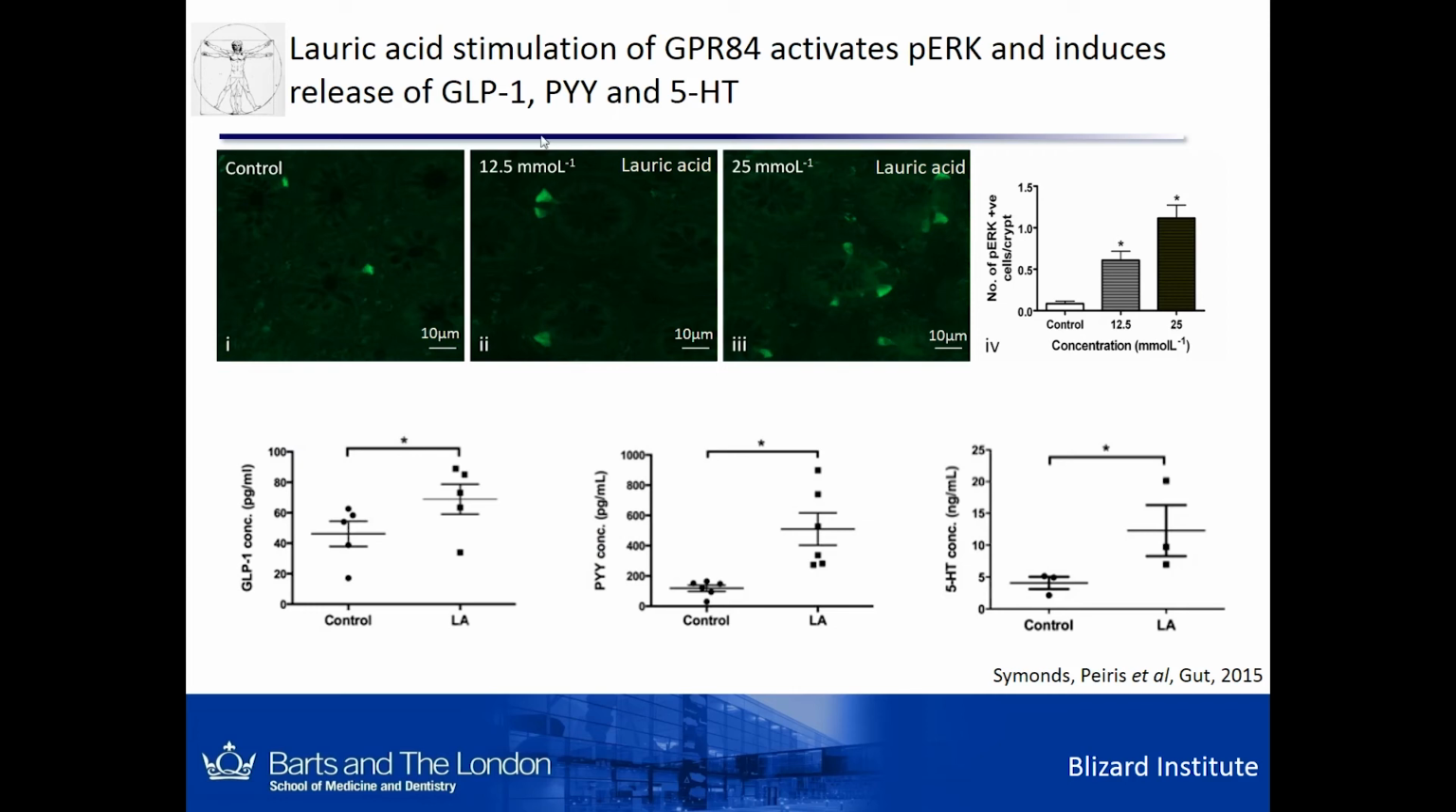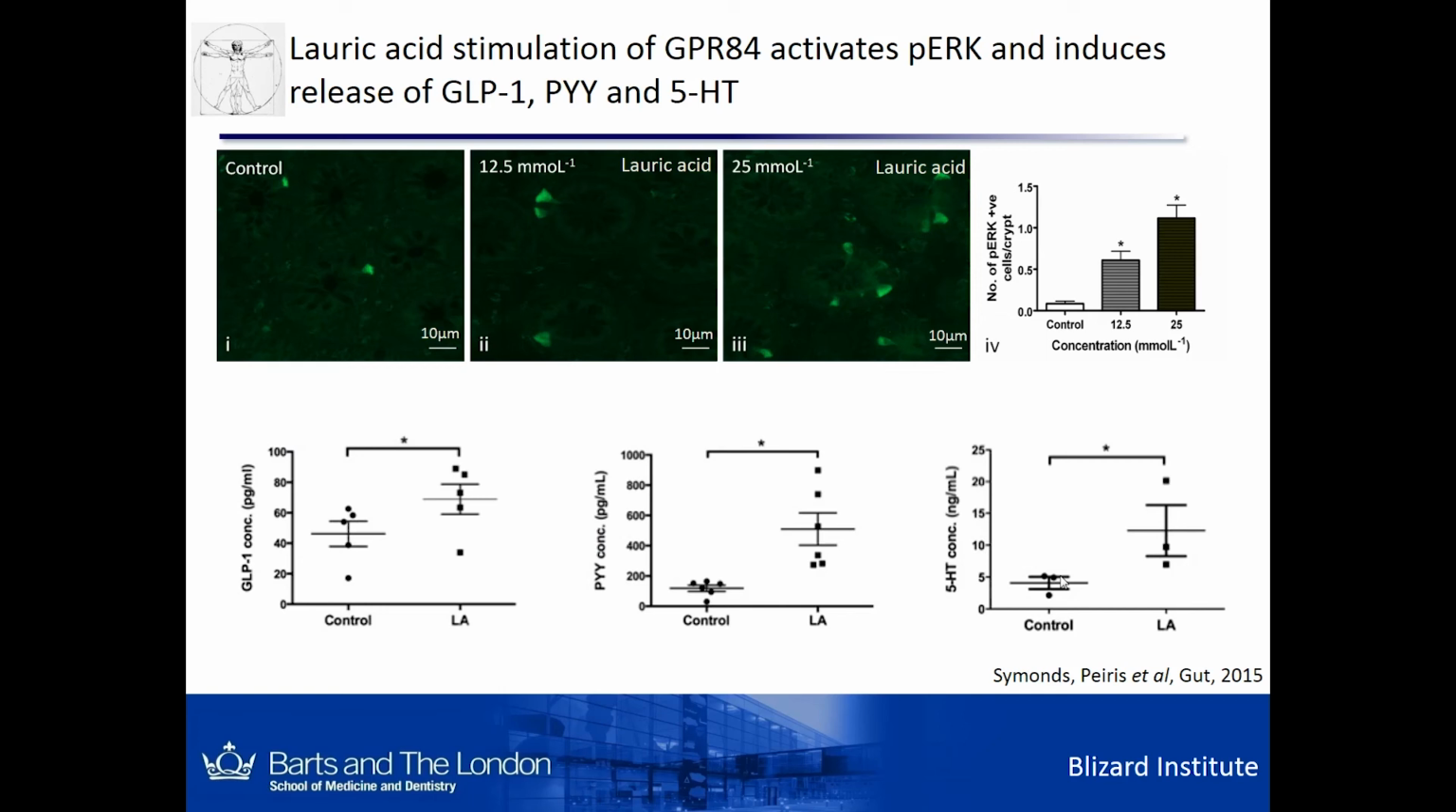So the first panel along the top shows the activation marker phosphorylated ERK, and we've used two different concentrations. Hopefully you can see the green are the activated cells, and when we count the number of activated cells per crypt along the concentration gradient, you can see an increase. We also looked at the release of GLP1 and PYY and 5-HT and found that lauric acid has the ability to increase the release of all three.